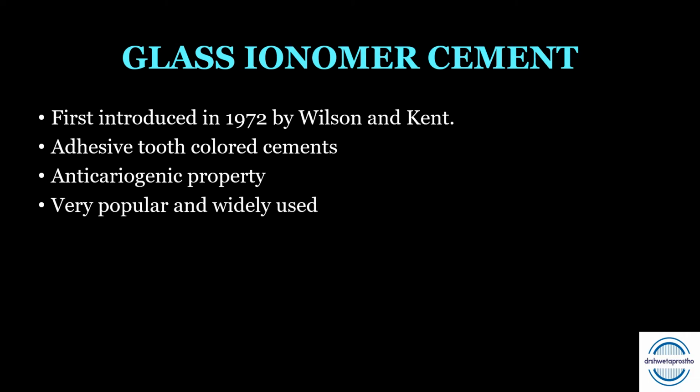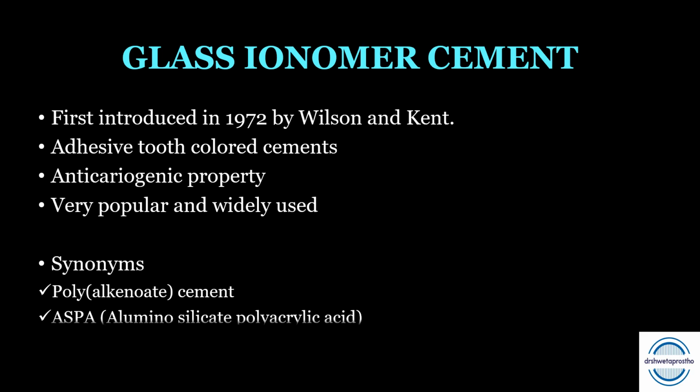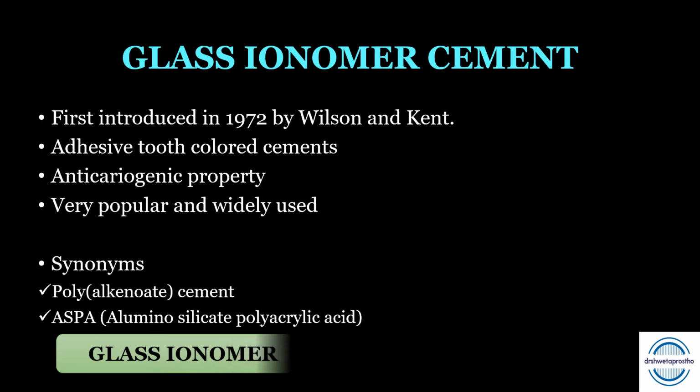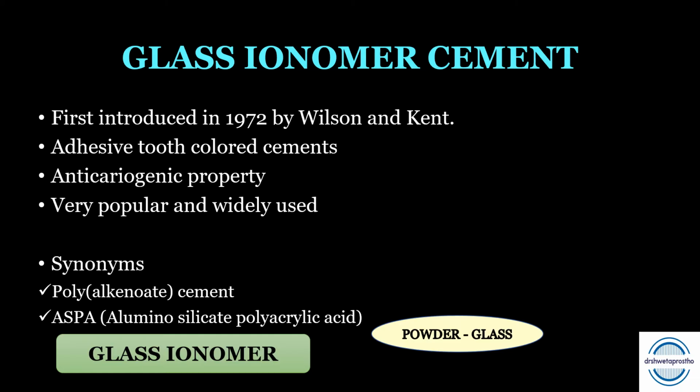It is one of the very popular and widely used cements because it is biomimetic, which means that its mechanical properties are similar to dentine. Then the synonyms or the other names of glass ionomer cement are polyalkenoate cement and ASPA, which is aluminosilicate polyacrylic acid, based on its composition. Now, why is glass ionomer cement named like this? Because the powder is a type of glass. And second, the setting reaction or the adhesive bonding to the tooth is due to the ionic bond, as I just told you.